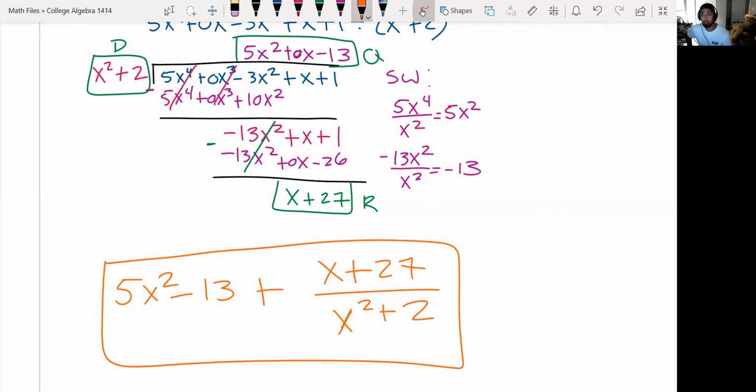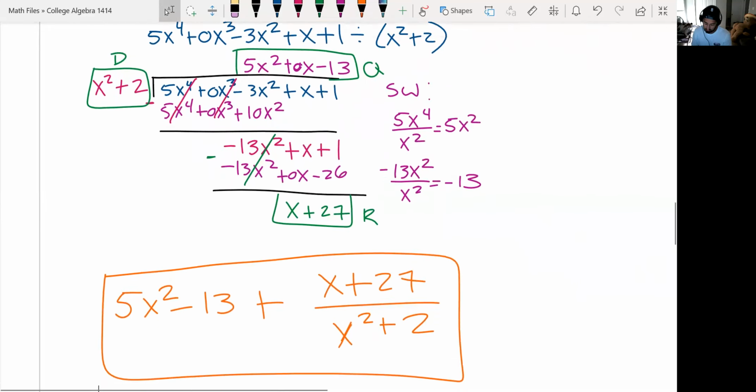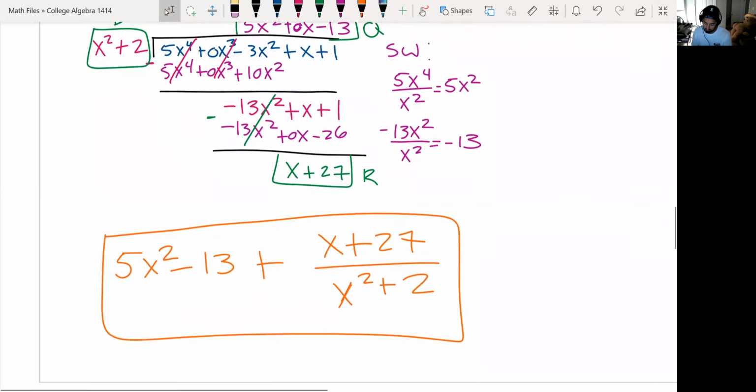Okay, and there it is. That's another long division. Account for powers and watch your signs. All right, perfect. You get 13, you get 10, okay.